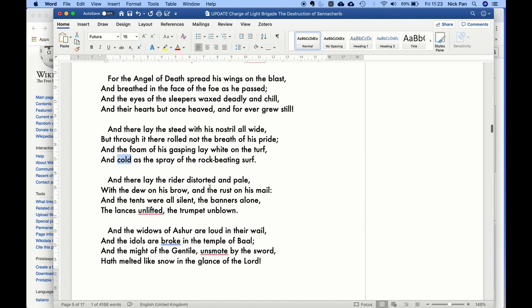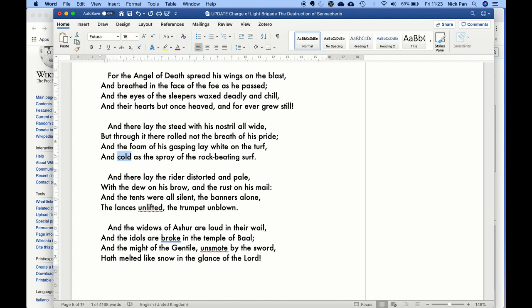"And there lay the rider distorted and pale, with the dew on his brow and the rust on his mail," so the chain mail, the armour. "And the tents were all silent, the banners alone, the lances unlifted, the trumpet unblown." So it's kind of inversed: unlifted, unblown, alone.